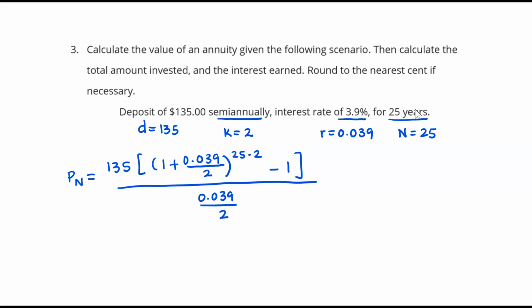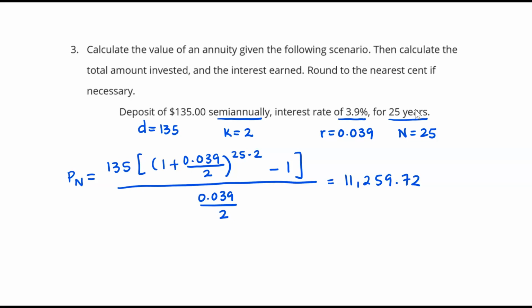0.039 divided by 2. Then you plug this into your calculator. You have to be very careful. And then you will get 11,259.72. That is the value of the annuity after 25 years.